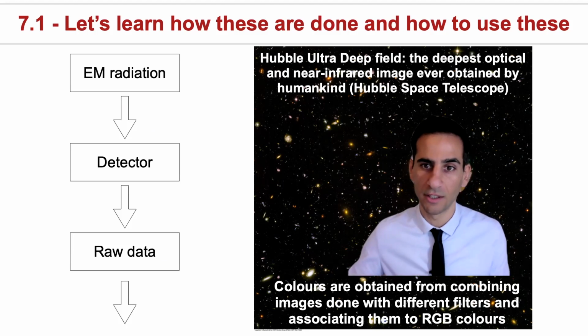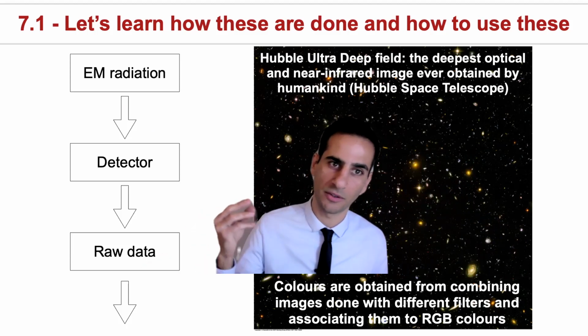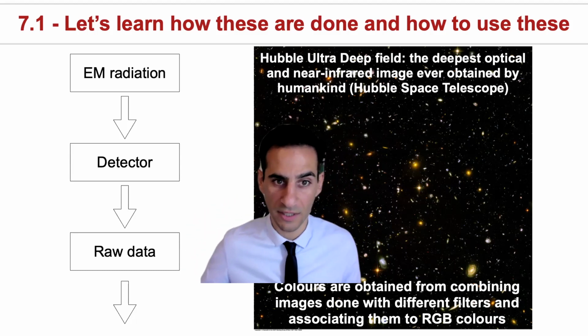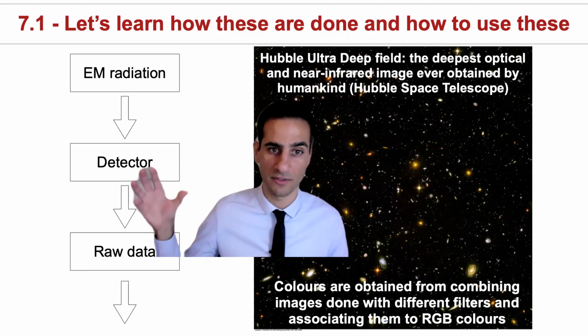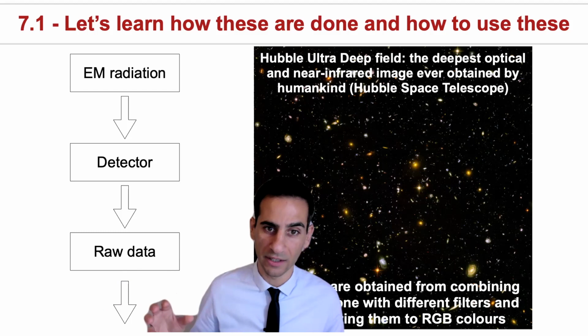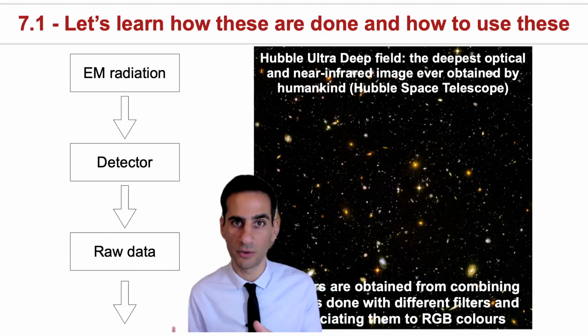The important aspect to really point out is that even though we can think that from electromagnetic radiation we can infer the physics, there are other steps that we need to take in terms of detecting it, getting it to raw data, and then all the processes that go after it before we can actually do physics with it.